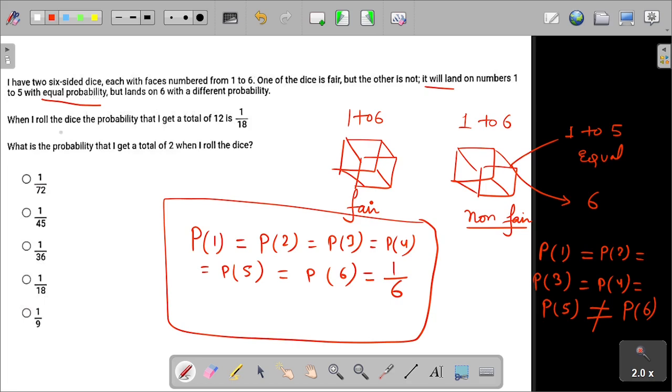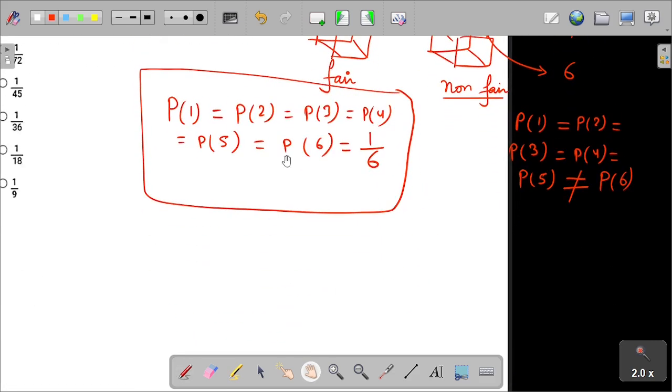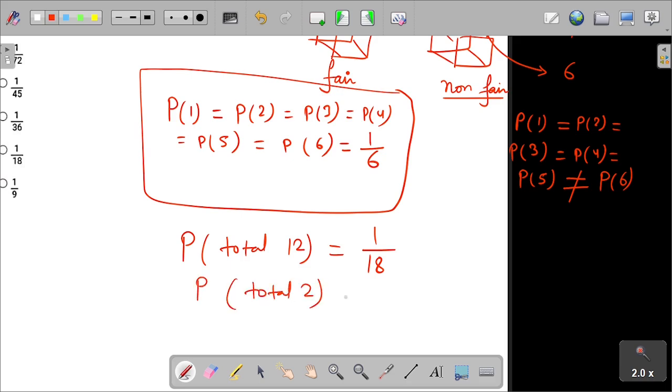Now the question says, when I roll the dice, the probability that I get a total of 12 is 1 by 18. So when both dice are rolled, the probability of getting 12 is 1 by 18. What will be the probability of getting a total of 2 when I roll the dice? Let us see how we can solve this question.